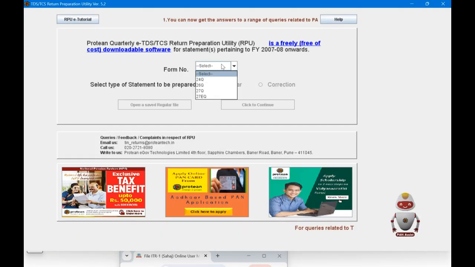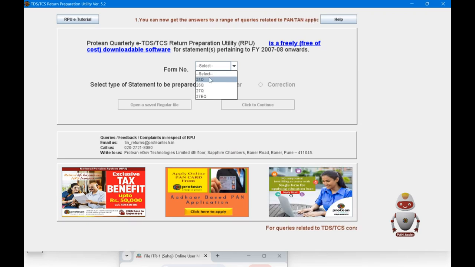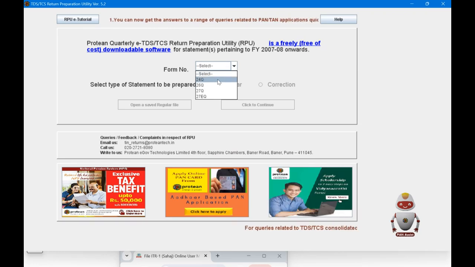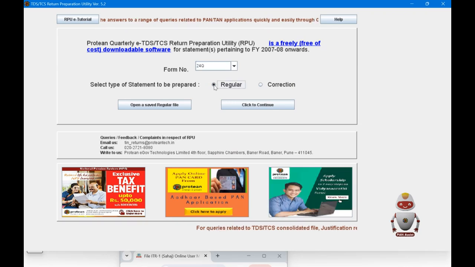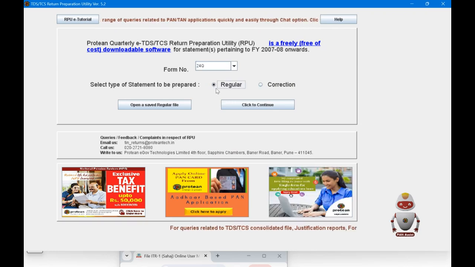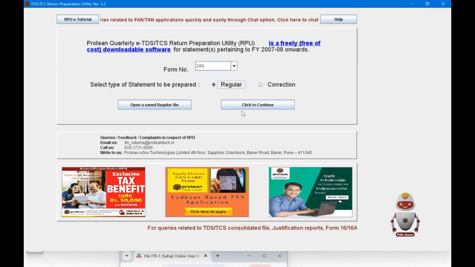Here, instead of using 26Q, we will use form number 24Q. We will select 24Q from this interface. Then whether it is a regular or correction, already discussed, we will continue with the regular statement. Click to continue.